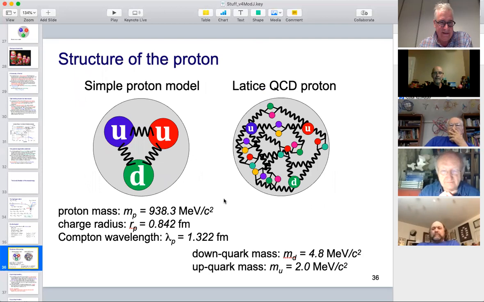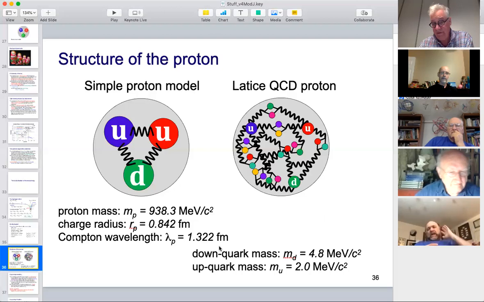But here's what we think about protons. This is a simple proton model: you've got three quarks inside the nucleus. Proton mass is here. Charge radius is a bit less than a femtometer. Compton wavelength is 1.33 femtometers, which is roughly the size of this object across. So here's a lattice QCD proton. You see lattice is spelled wrongly, so I'll fix that soon.